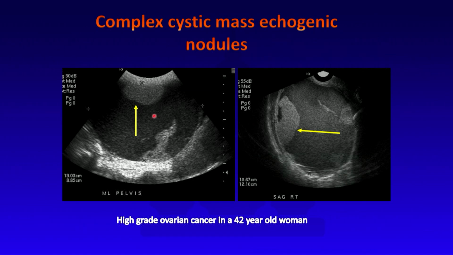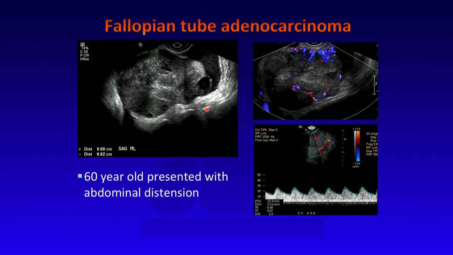Another example, 42-year-old woman, so relatively young to have an ovarian cancer, but they are seen here. If you look quickly, you say, okay, she's young, maybe it's a dermoid, because these are echogenic, but there's no shadowing, right? So if there's no shadowing at all, then you have to be really concerned. And this was a high-grade ovarian cancer in a 42-year-old woman. Or they can look like this.